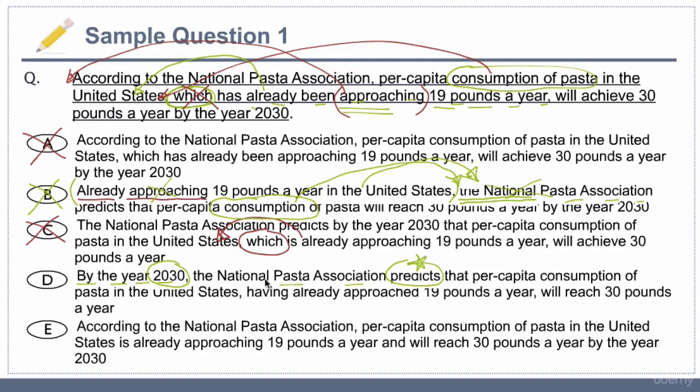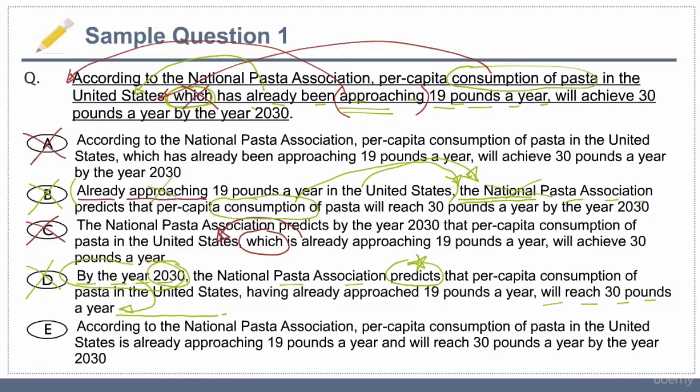So "by the year 2030, the National Pasta Association predicts that," no. What's going to happen is it predicts that per capita consumption will reach 30 pounds a year by the year 2030. So "by the year 2030" should be right here at the end of the sentence, so that it's right next to what it's modifying and we don't have any ambiguity. So D is incorrect for that reason, a meaning reason, which leaves us with the correct answer, answer choice E. So well done if you got that.